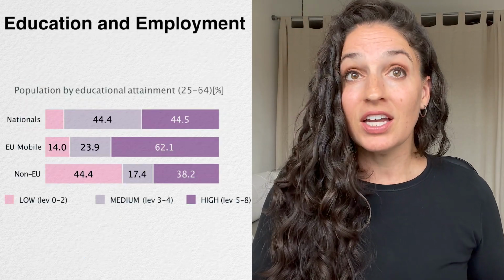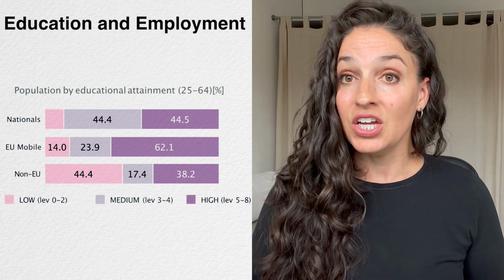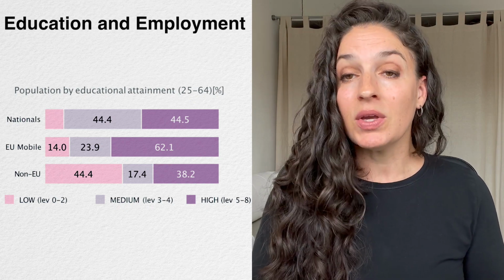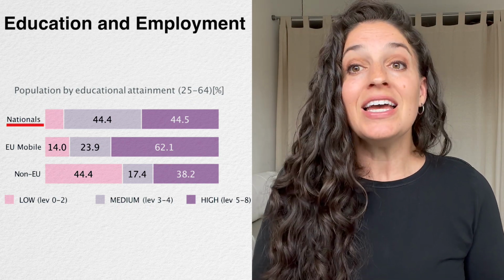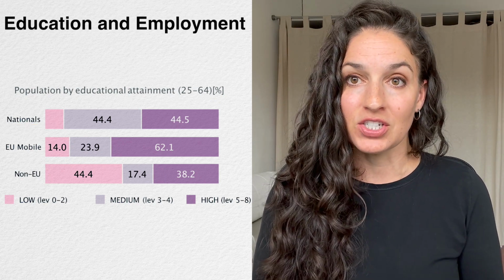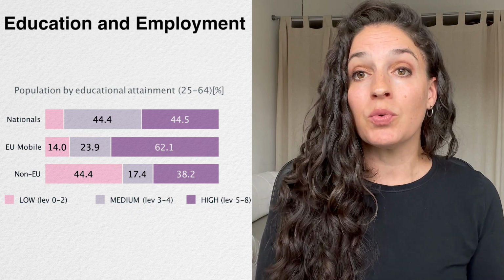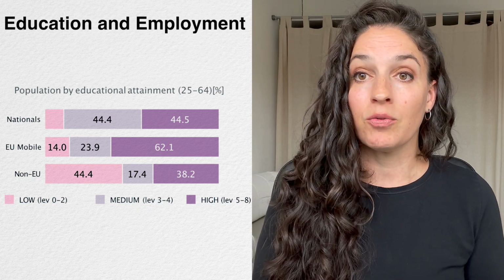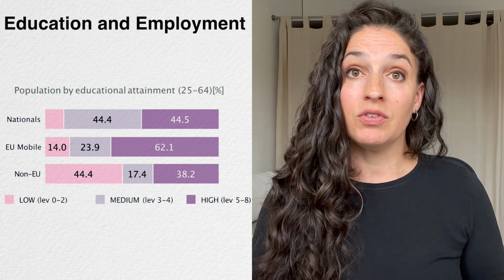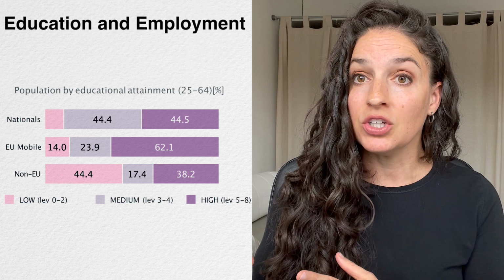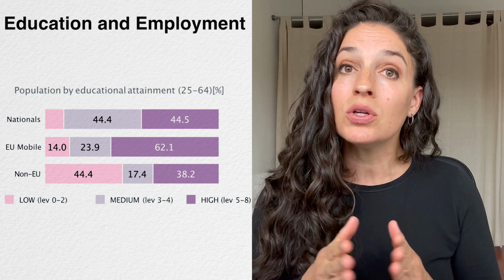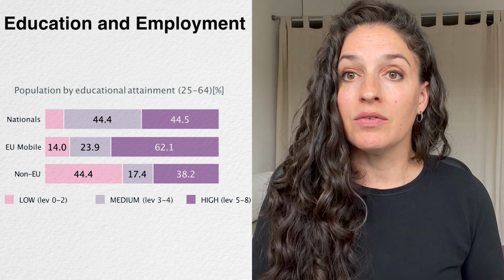So if we look at education, what you can see here is that EU immigrants actually have very high levels of education. And even when we compare them to the Swedish native population or Swedish nationals, we see that they actually have higher levels of education. Now, this is a bit different when we're looking at migrants who come from outside of the EU. We do see a substantial number of immigrants from outside of the EU, both with high levels of education, but also with quite low levels of education. And there's a smaller group that has this kind of medium level of education.